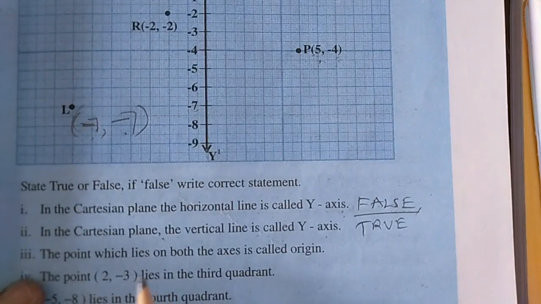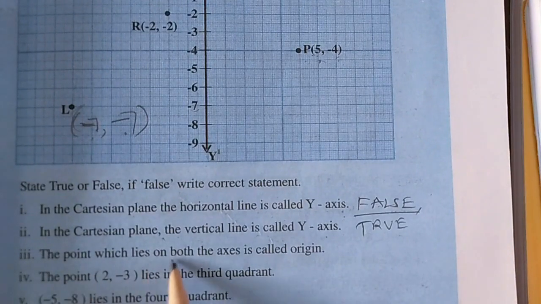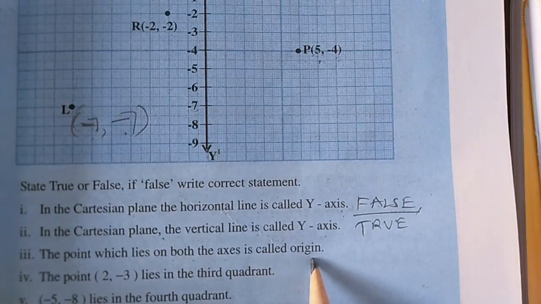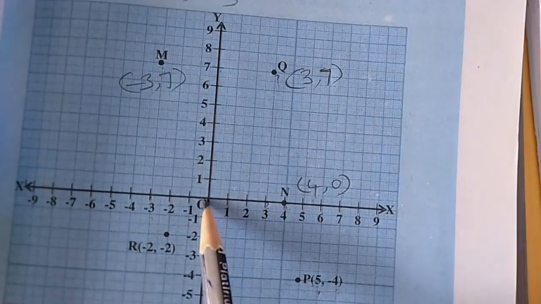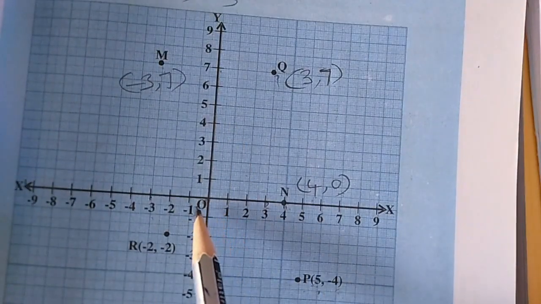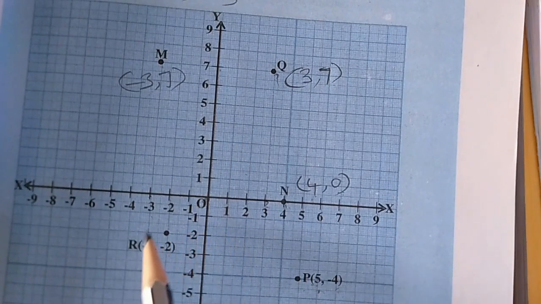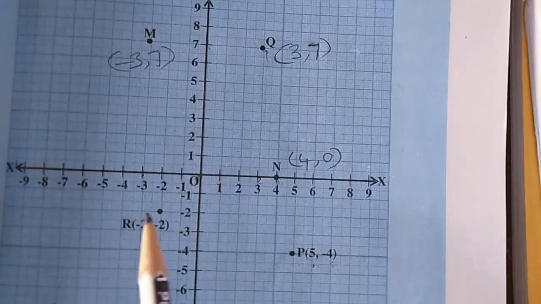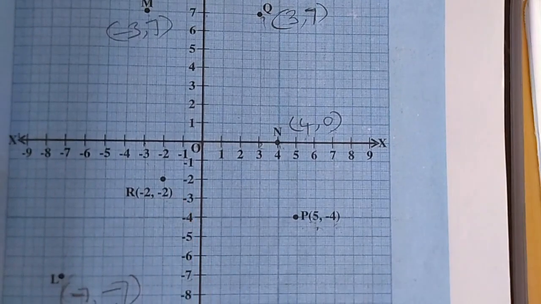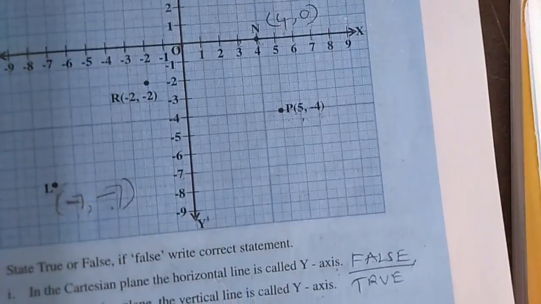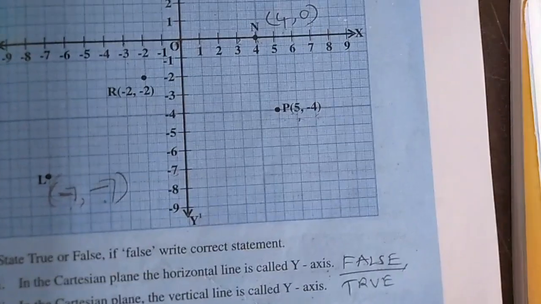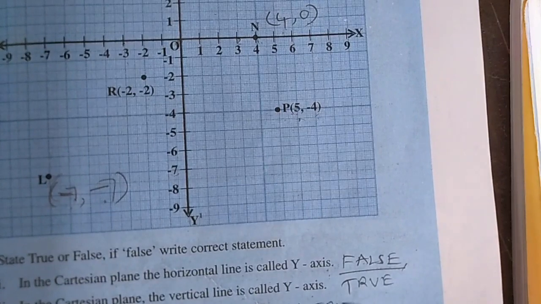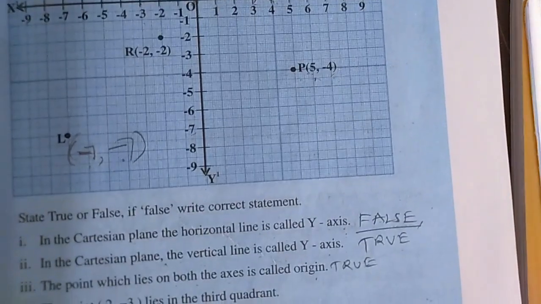Now the third one, the point which lies on both the axes is called origin. Yes, both the axes, x-axis and y-axis, meet at point O, that is 0 comma 0. X value is 0, y value is 0. So the two axes are meeting at 0 comma 0. That is called origin. So it is also true.